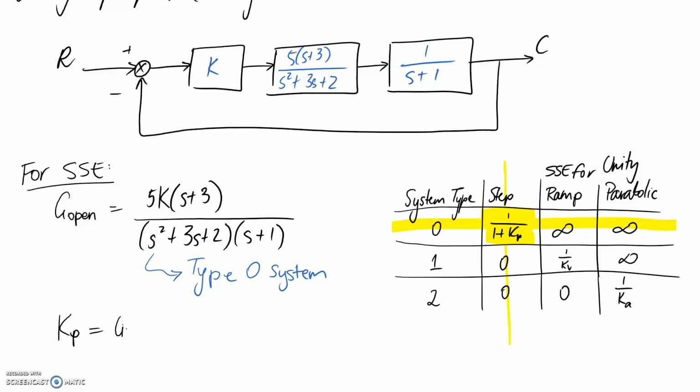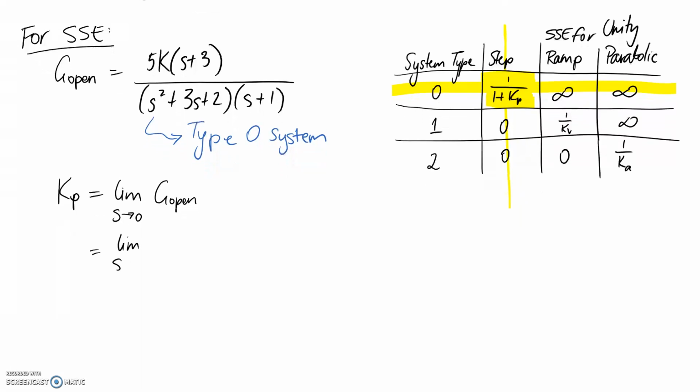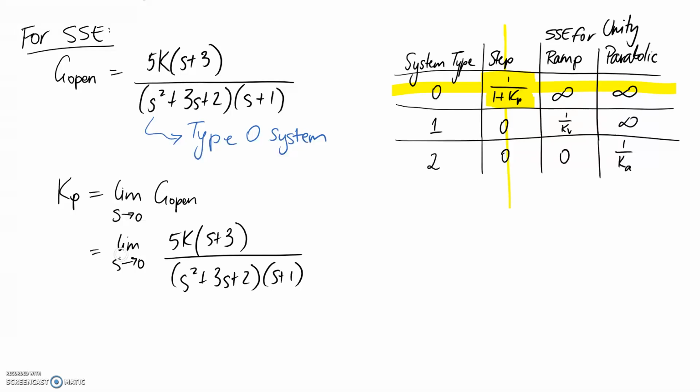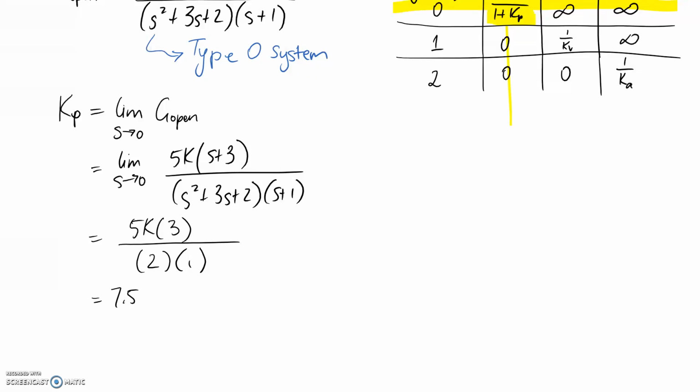The equation for it is the limit as s goes to 0 of our open loop transfer function. So subbing in, I don't think there's anything that can cancel top and bottom lines, so I'm going to now sub in my limit, which is when s goes to 0. So I'm left with 5k times 3 and 2 and 1 on the bottom line. And this here ends up working out to 15 divided by 2k, which is the same as 7.5k.